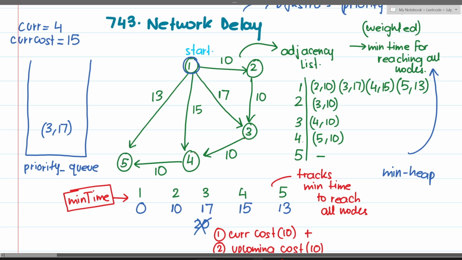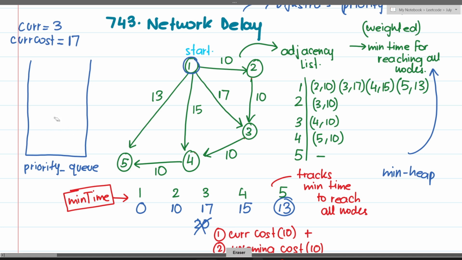From 4, I can go to 5 using a cost of 10, but then 15 plus 10 makes 25. Why would I update an already shorter cost, right? So I won't update it, and neither will I push the pair into the priority queue. Similarly, at last I pop this. The current node is 3, the current cost is 17, and I have already visited 3 using a cost of 17. So I don't need to update it, and nothing happens.